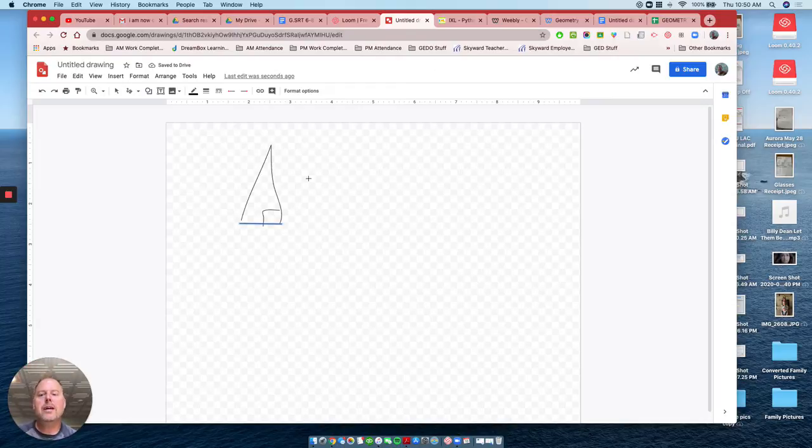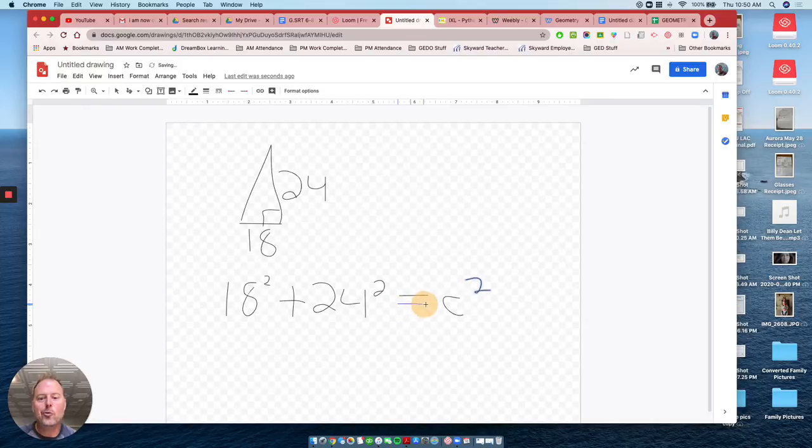So if I can match it up, this is going to be 18 and then 24. All right, so if I use the formula again, a squared plus b squared, that would be 18 squared plus 24 squared equals c squared. I don't know why my equals will not work. There it is. So then I just have to go to my calculator and do the math.